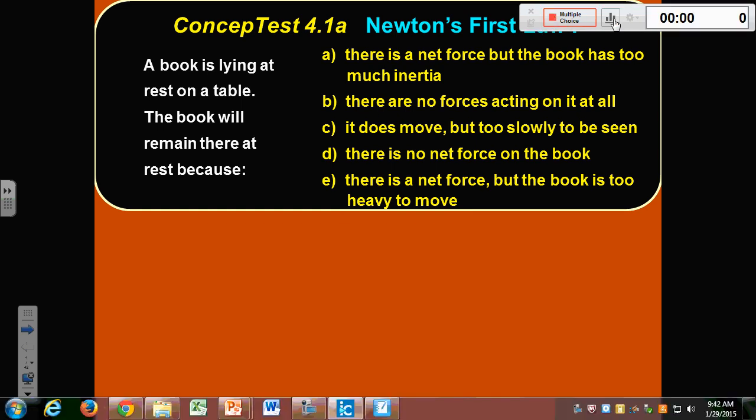Okay, a book is lying at rest on a table. The book will remain there at rest because which of these? The book has too much inertia. There are no forces acting on it at all. It does move, just too slowly. That's not right, by the way. There is no net force on the book. There is a net force, but the book is too heavy to move. Which of those explain why a book is lying at rest on a table?